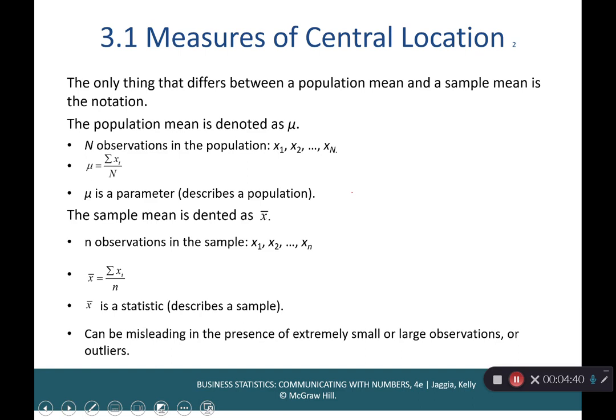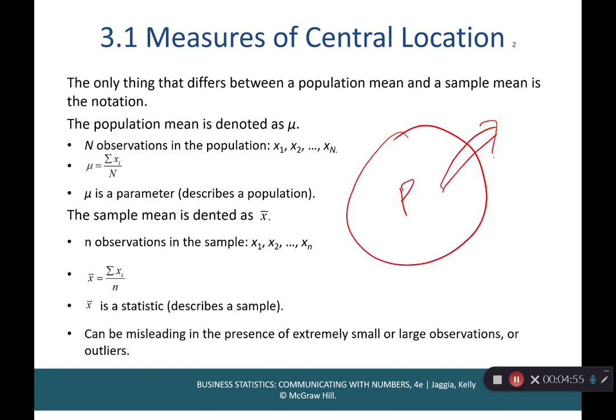Now the formula for the mean, a measure of central location, depends on if you're looking at the population values or the sample values. And remember, the population is the larger group, and the sample comes from the population, but it's a smaller group. It's a representative of the population.